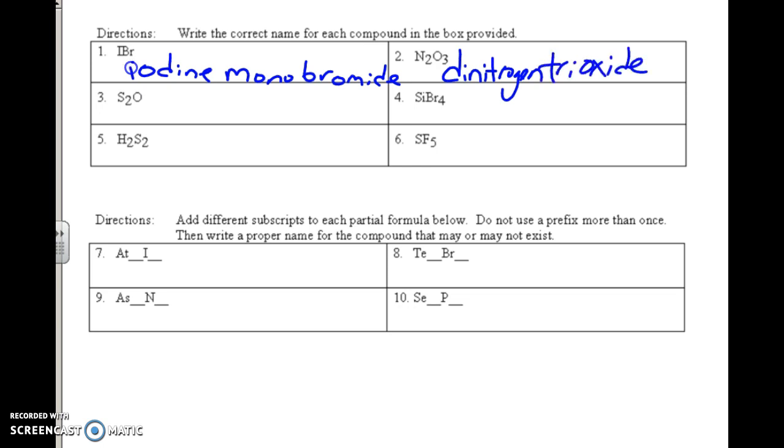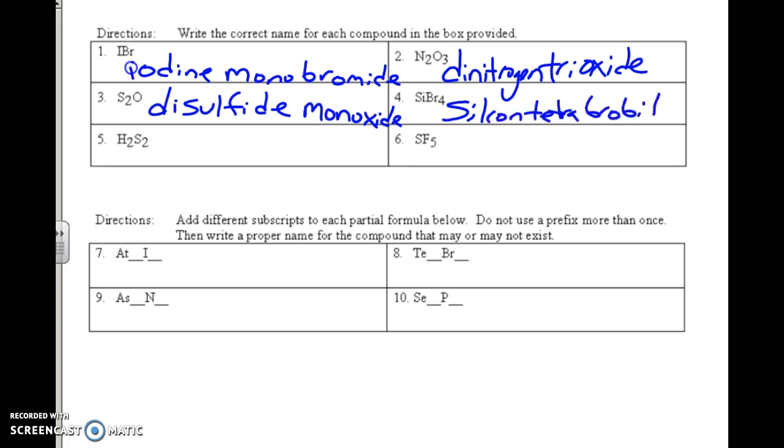Again, please pause the video and try each of these rather than just copying them down. In number 3, disulfide, mono for 1, oxide, monoxide. Number 4, we have 1 silicon, but we don't put mono on the first element, so that would be silicon tetra for 4, bromide. Tetrabromide.